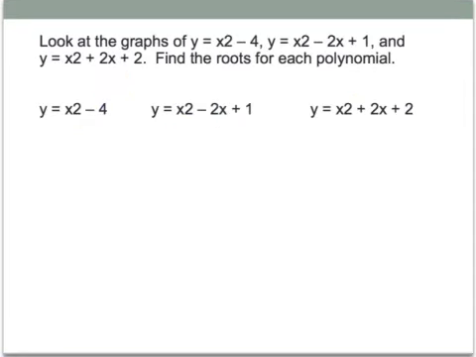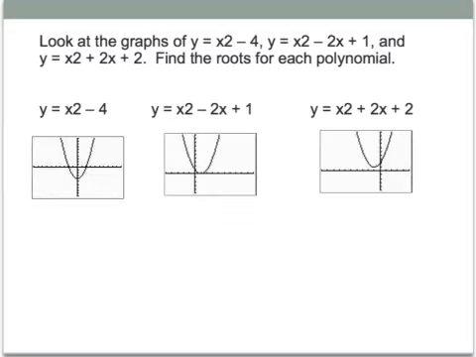Okay, so the next part of our notes, it says to look at the graphs of y equals x squared minus 4, y equals x squared minus 2x plus 1, and y equals x squared plus 2x plus 2. And then we want to find the roots for each polynomial. So you see that they're all 3 quadratics because they're all x squares. So go ahead and graph each one, and not so much finding the roots, but look to see how many roots each quadratic has.